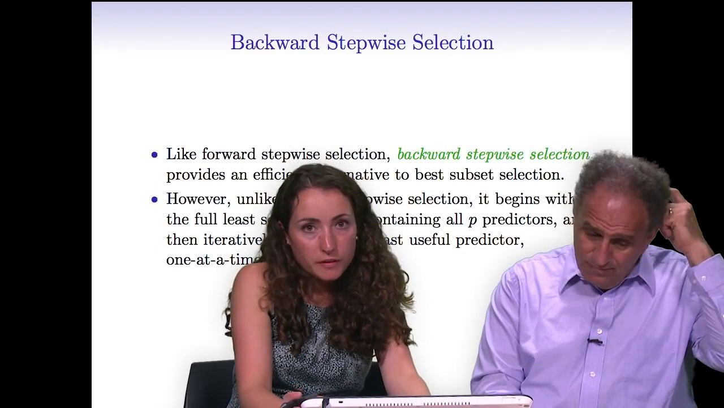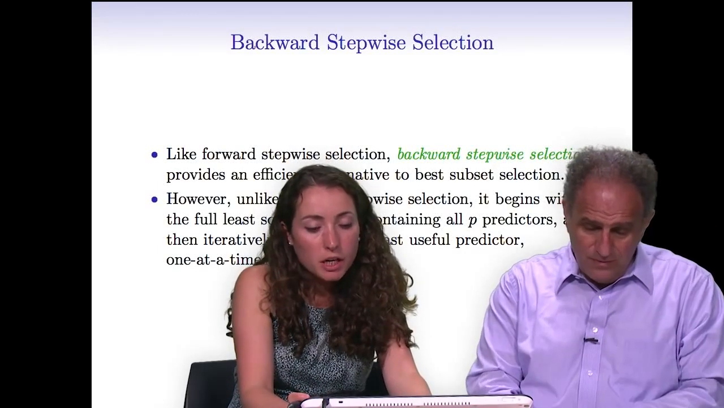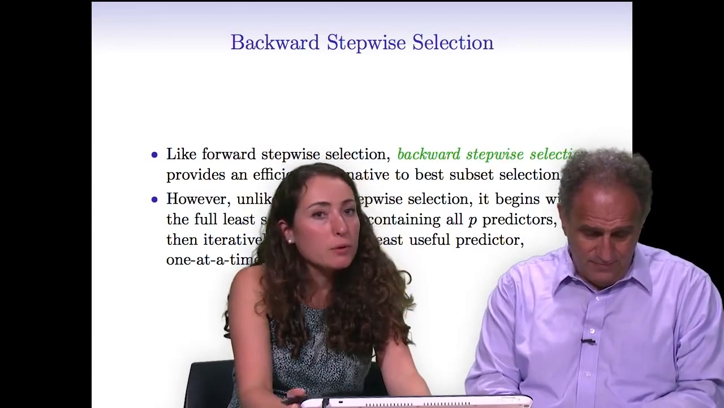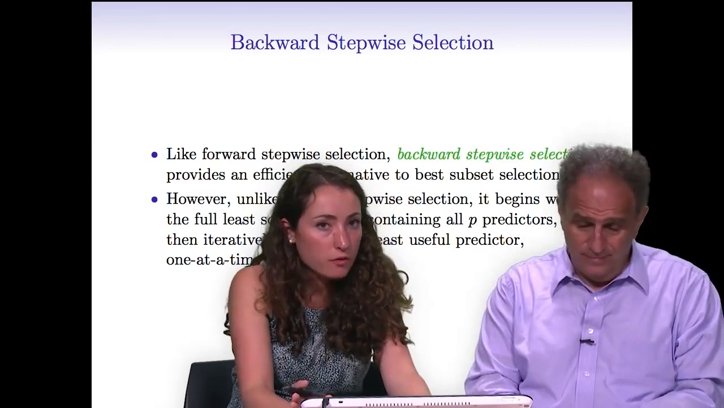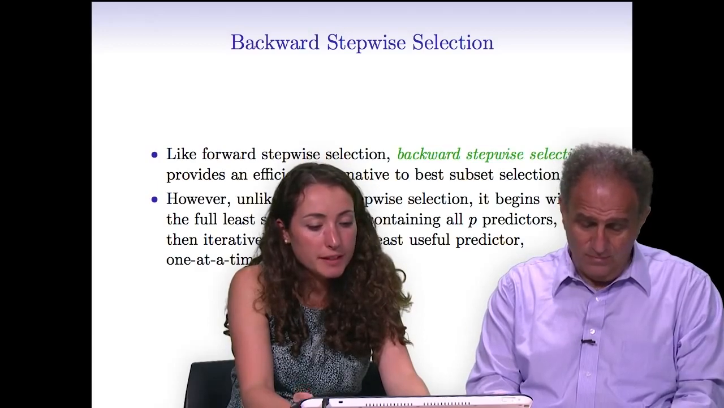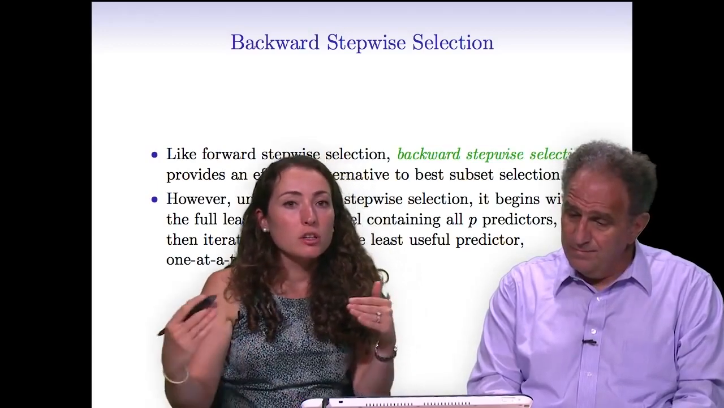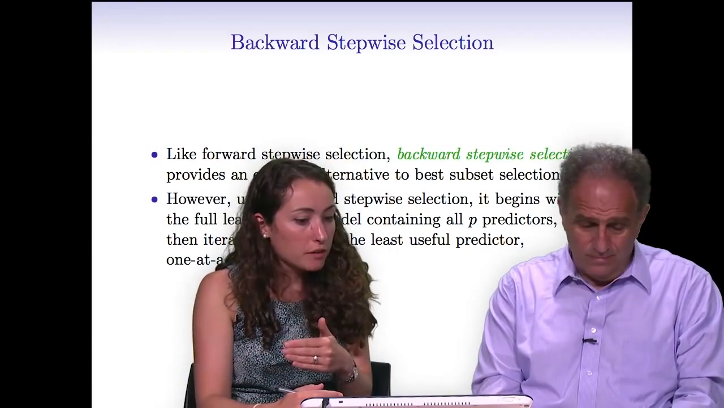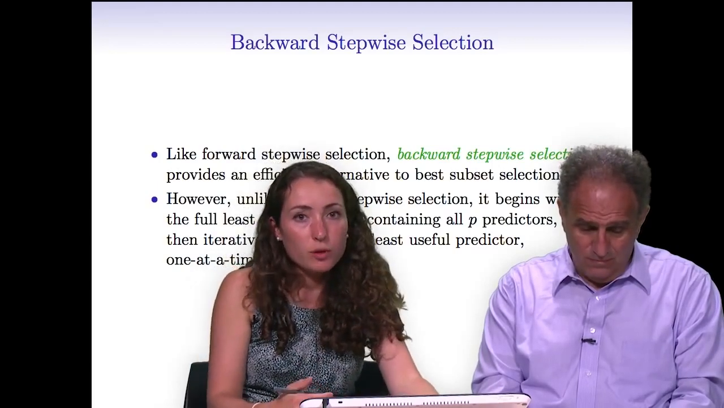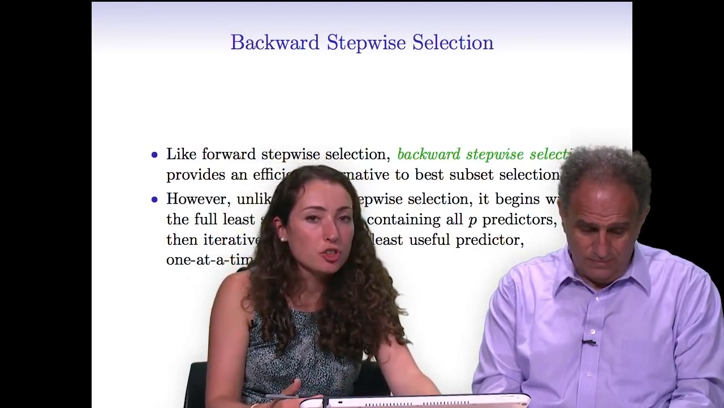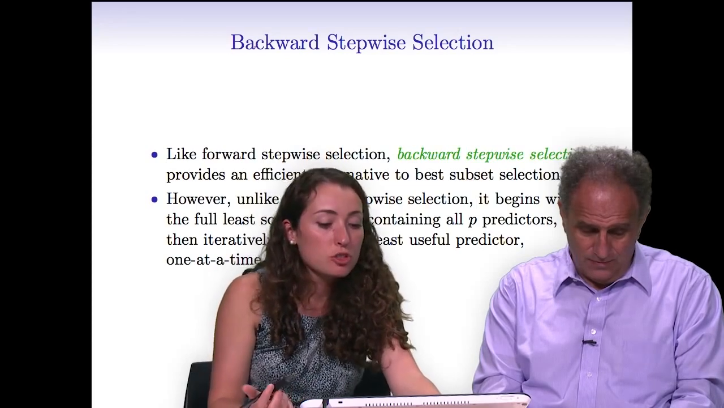So that's forward stepwise selection. And now we're briefly going to talk about backward stepwise. And backward stepwise is, once again, just like forward, an efficient alternative to best subset selection. But it actually is exactly the opposite of forward stepwise. So remember, in forward stepwise, we built the model M0, and then we added a feature to get M1, added a feature to get M2.